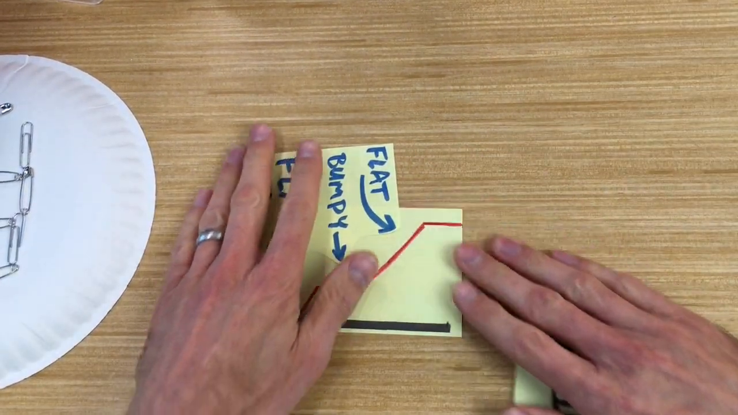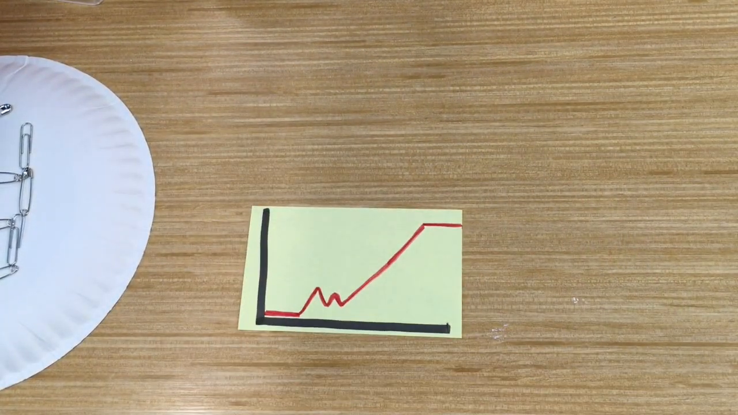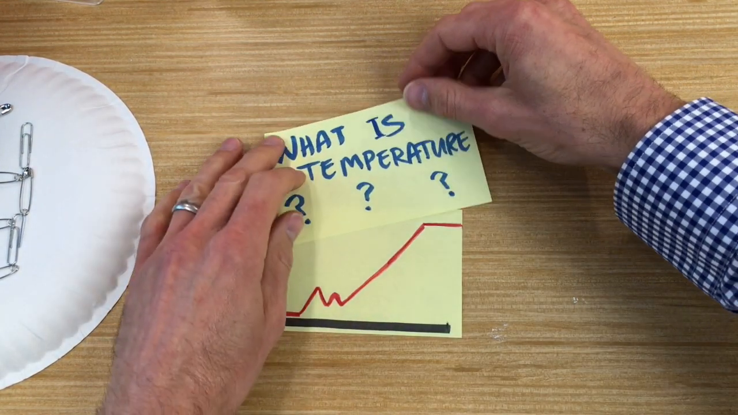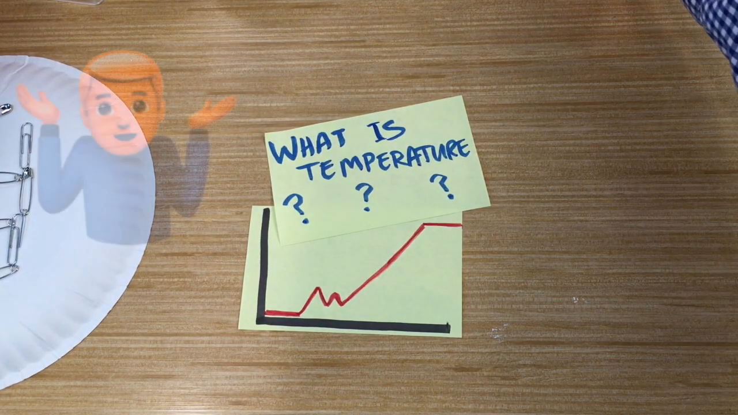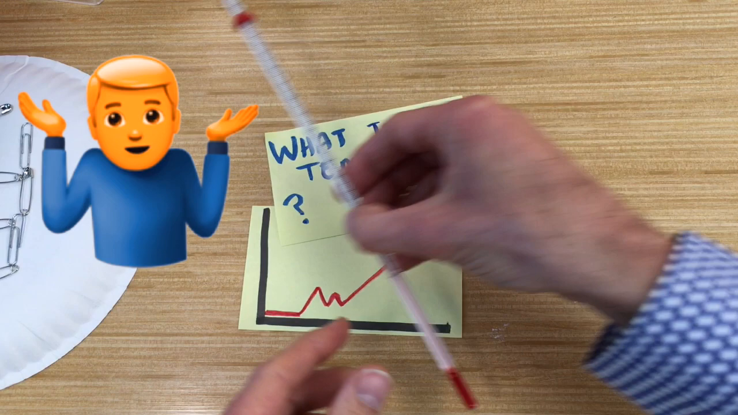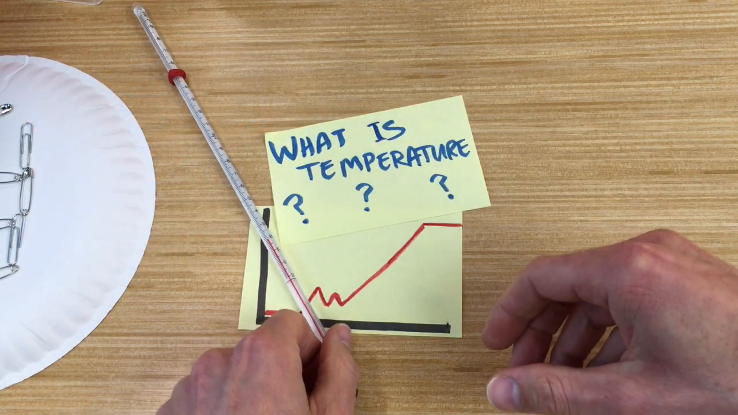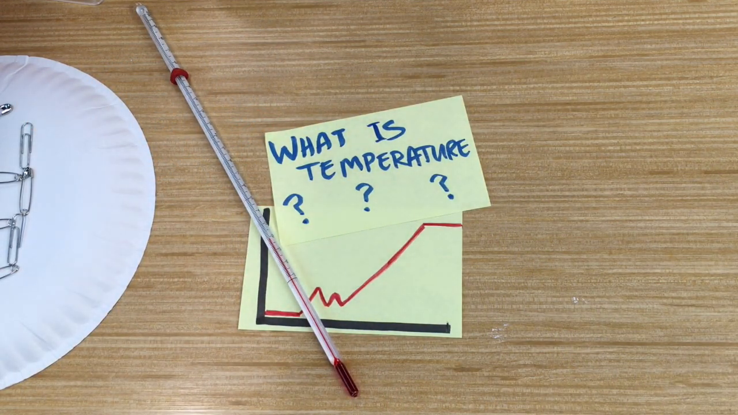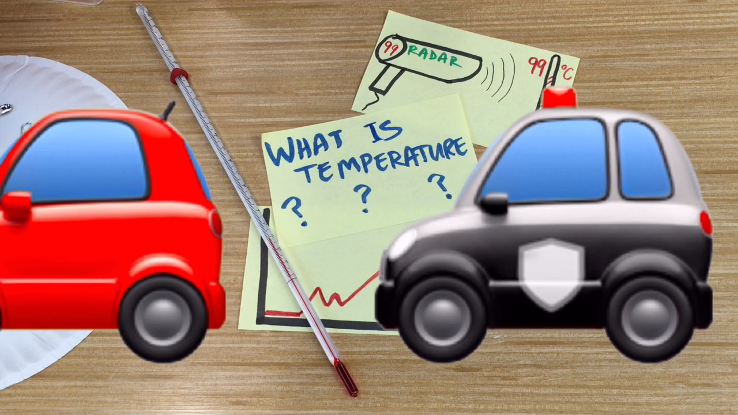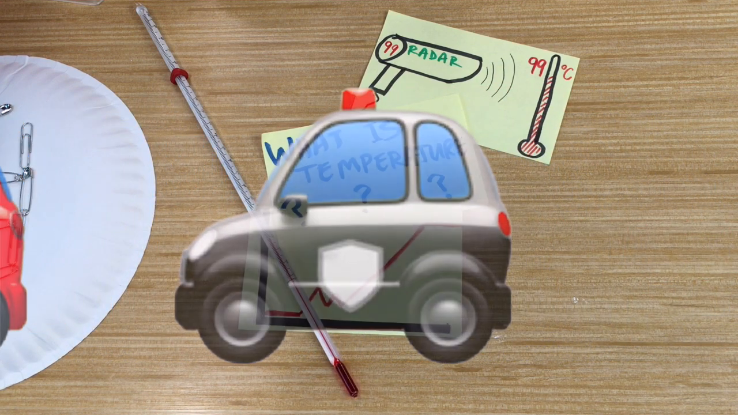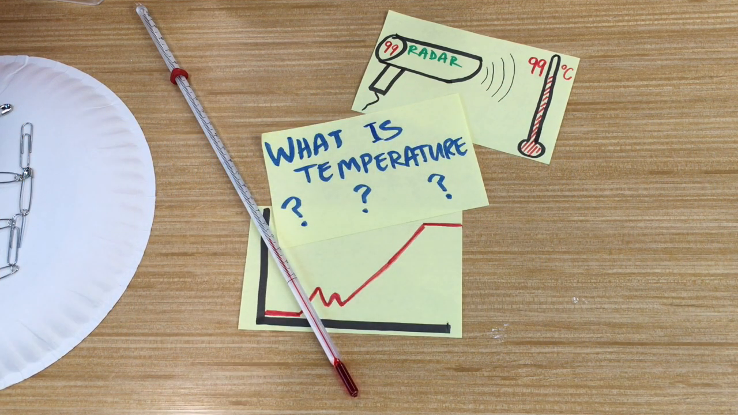But before we do any of those things, let's talk about what temperature actually is. That's a strange question, right? Like we talk about the weather and talk about what the temperature will be tomorrow, but what is temperature? What are we talking about when we take a thermometer like this and we stick it in a beaker of water? I like to think of temperature as kind of like the radar gun that a police officer would use on the side of a highway. It's actually measuring the speed of the particles.